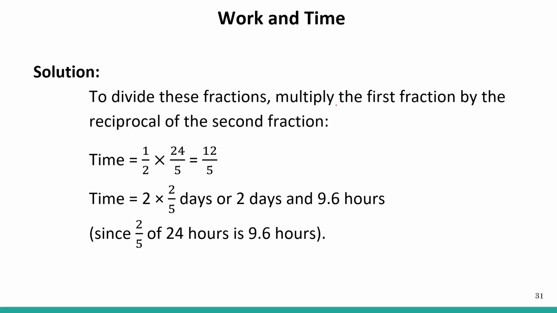To divide these fractions, multiply the first fraction by the reciprocal of the second. So what we are left with is 12 by 5, so time is equal to 2 and 2 by 5 days, that is 2 days and 9.6 hours, that is 2.4 days, since 2 by 5 of 24 hours is 9.6 hours. So time is equal to 2 whole and 2 by 5 days. This will be the correct answer, or 2.4 days, either one is correct.